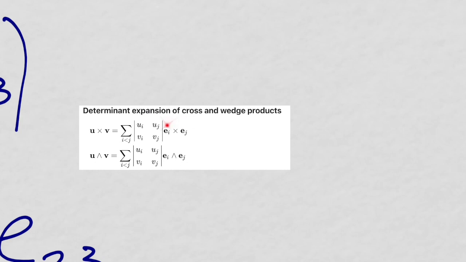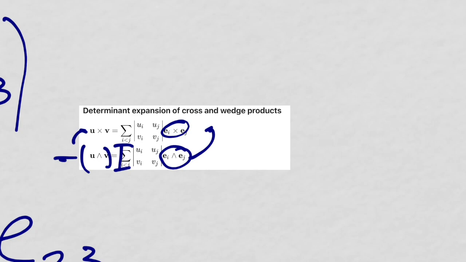Now notice, this cross product is a vector, because e_i cross e_j is a vector. But here, this is a bivector. So in order to equate the two, I need to multiply this by I and take the negative. Then these two would actually be the same, because when I take the dual of this bivector, I end up with a vector. And that's what this is.